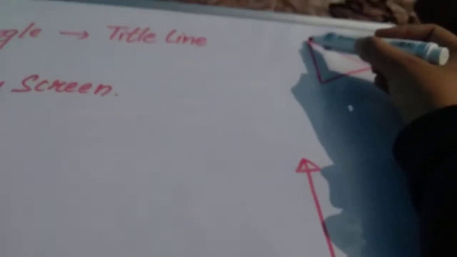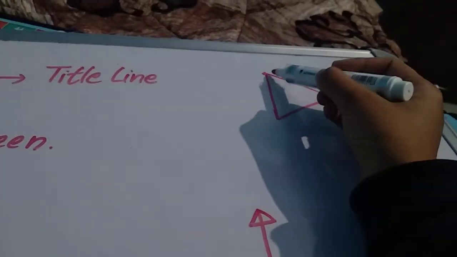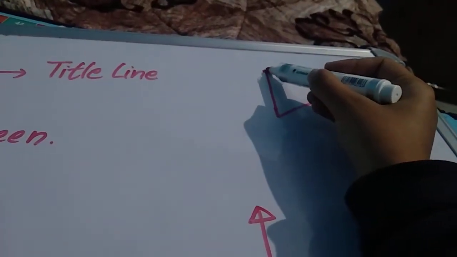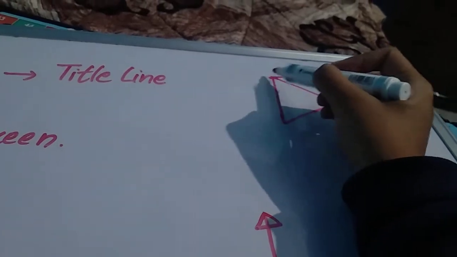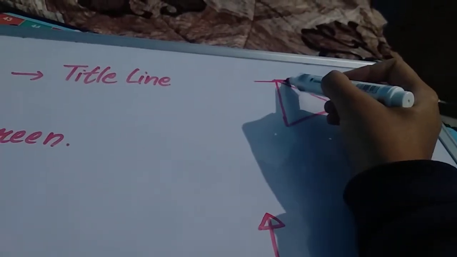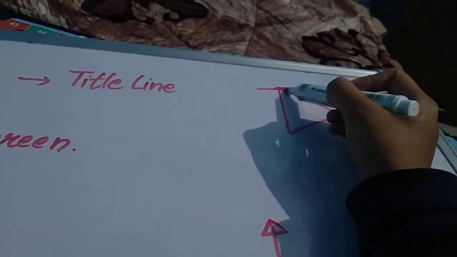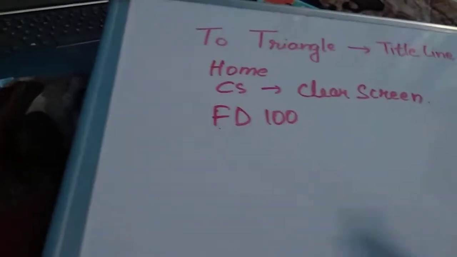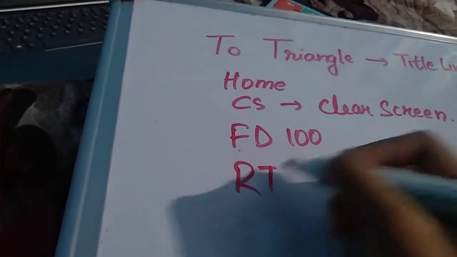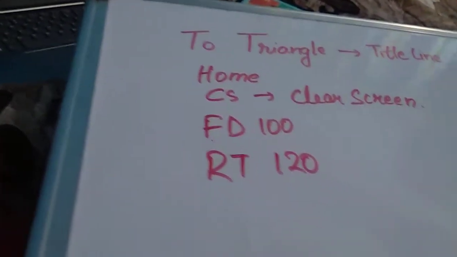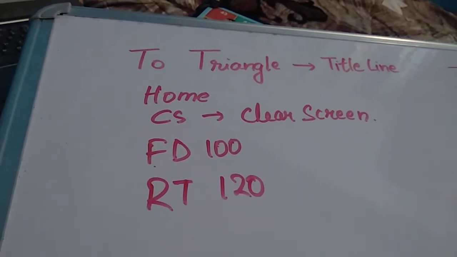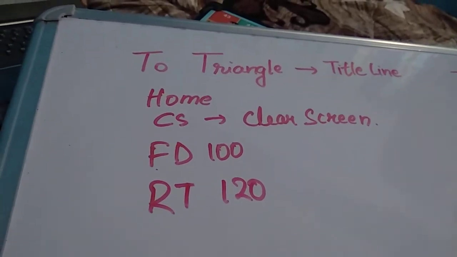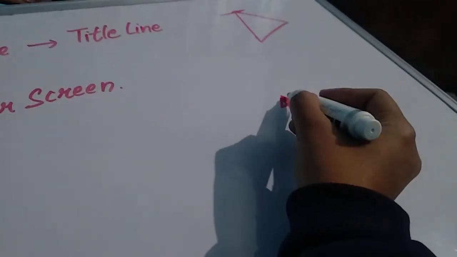Like this. So where do we have to move? We are here right now, and we have to move in the right direction. This is right and this is left. We have to move in the right direction. Okay, so we will move our turtle a little bit tilted, that is RT 120. So our turtle will move in this direction, a little bit tilted, like this.